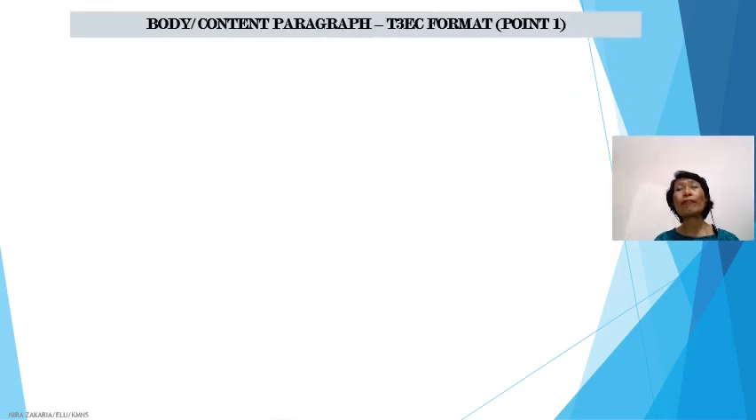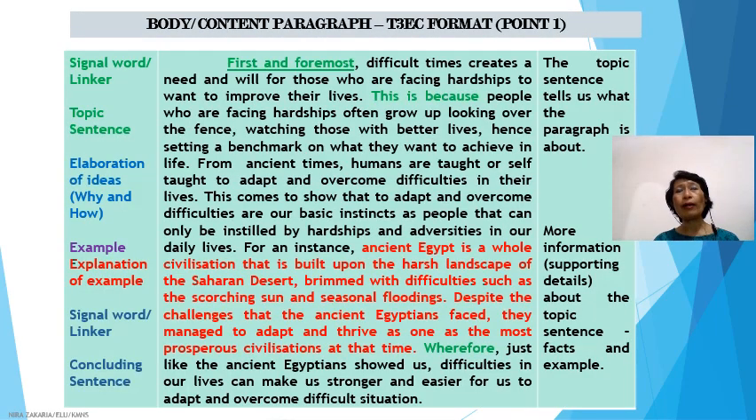This is the very first content paragraph. And as you can see here, the signal word is used to introduce the first point, first and foremost. Difficult times creates a need and will for those who are facing hardships to want to improve their lives. That is the topic sentence.